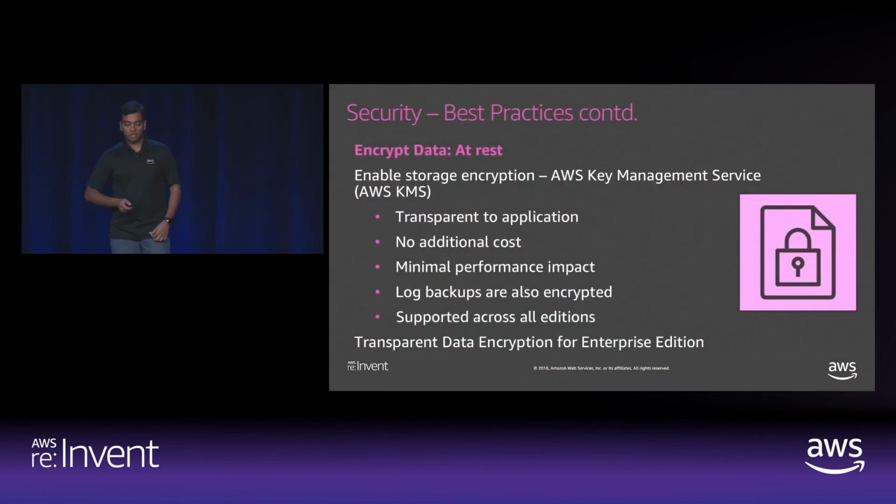Now, since we have taken care of restricting access and auditing, we can also do things to make sure that if somebody has gotten unauthorized access to our database, at least they can't make sense of the data there, by encrypting it. Right? So we support both storage encryption at rest and in transit. For encryption at rest, we support storage encryption using AWS Key Management Service, or if you're running Enterprise Edition, you could use Transparent Data Encryption. Both options are supported. Both of these are completely transparent to your application, so there are no changes needed at all. From our testing, there wasn't a significant performance impact when enabling this encryption.